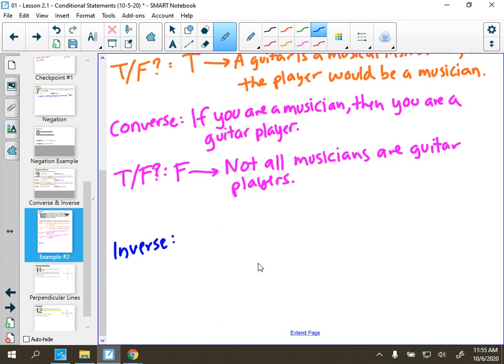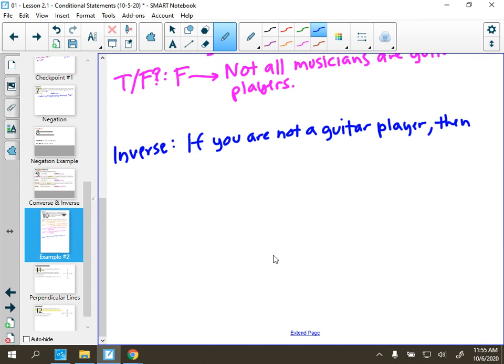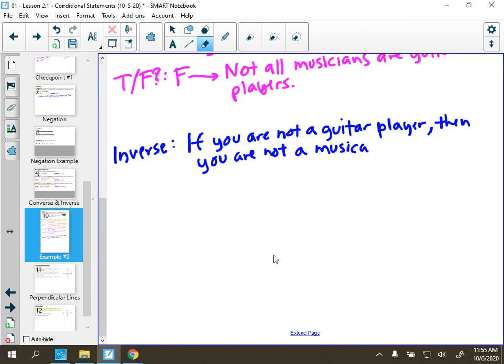So if you are not a guitar player, then you are not a musician. So I've negated both the hypothesis and the conclusion.